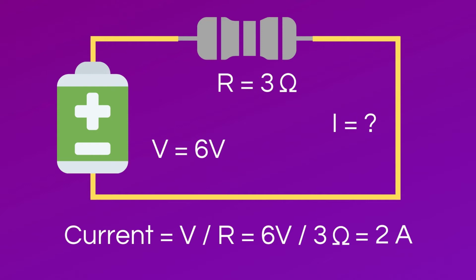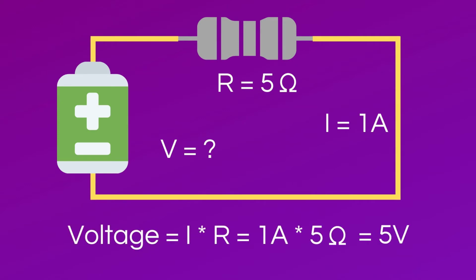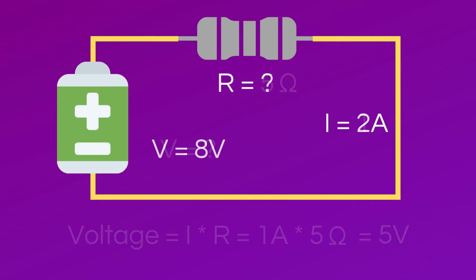Now let's do an example where we solve for voltage using Ohm's law. You have a DC circuit that has a current of 1 amp and a resistance of 5 ohms. Per Ohm's law, the voltage through the circuit is equal to current times resistance, or 1 amp times 5 ohms, which equals 5 volts. To cover all aspects of Ohm's law, let's do an example where we solve for resistance.